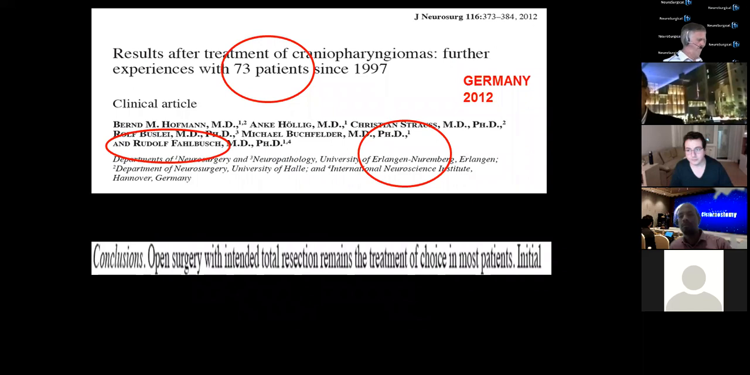Again, Rudolf Fahlbusch, 2012. He was at Erlangen, Germany, 73 patients, radical excision. Conclusion of his paper, open surgery with intended total resection remains the treatment of choice in most patients.